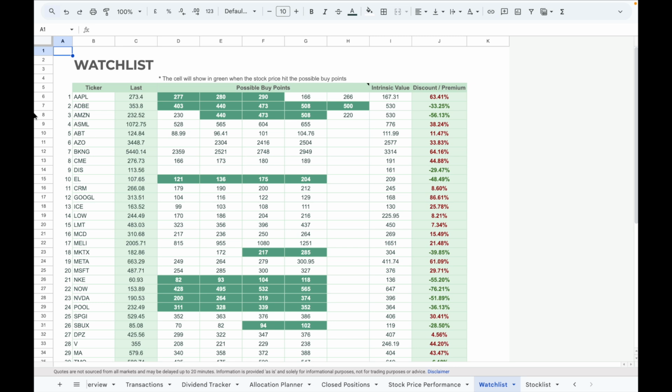Finally, the Watchlist tab lets you track up to 5 buying points for each stock. Enter the stock ticker and your desired buying point. When the current price reaches or falls below your buying point, the cell will turn green to alert you. You can also enter the intrinsic value of a stock, and the discount or premium column will automatically indicate whether the stock is undervalued or overvalued, shown in green or red along with the percentage difference.